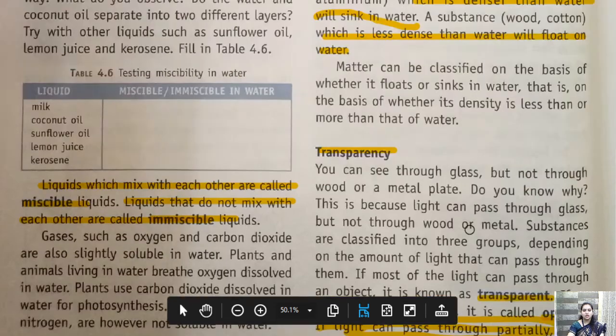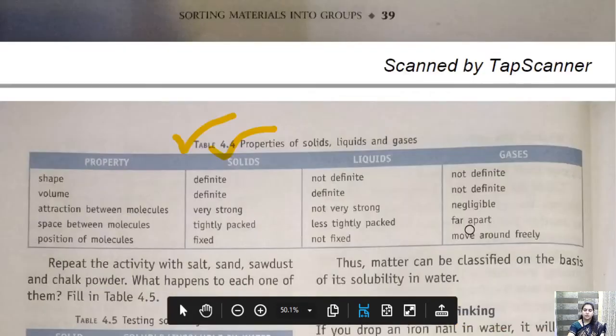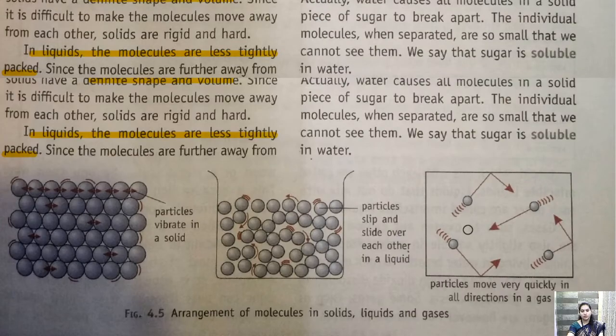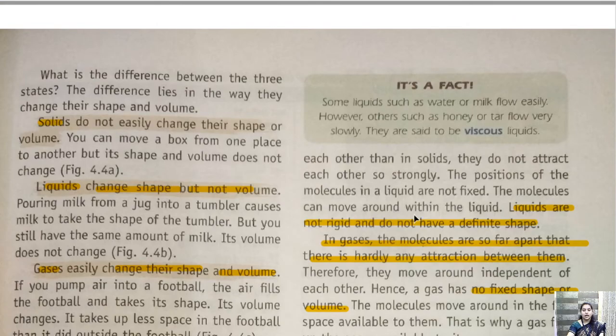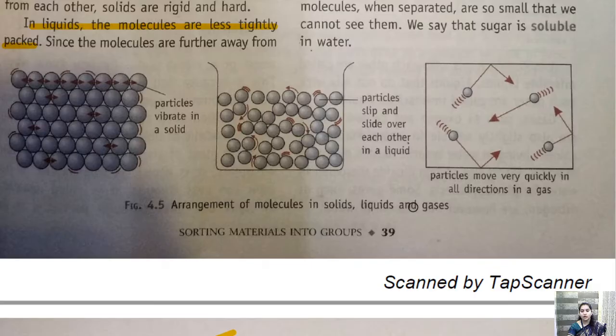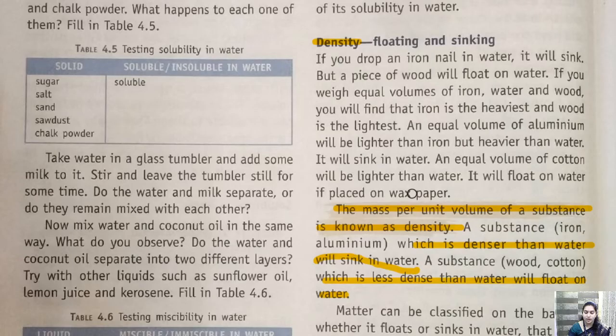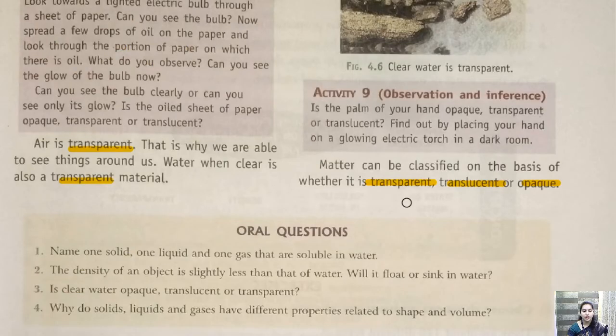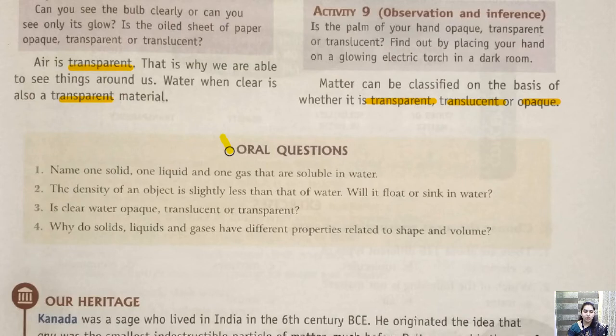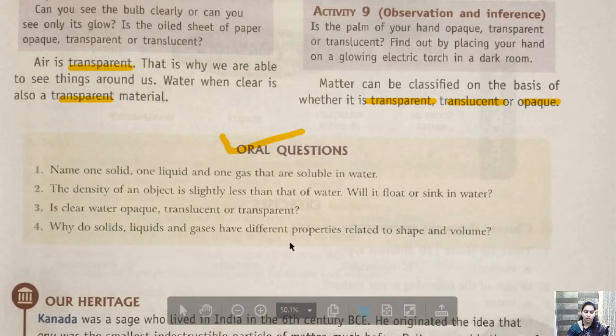So that was about this chapter, children. Please go through this chapter, read this chapter completely, fully, and if you come across any kind of doubt, please do ask in the group, okay? Otherwise you will not get any chance. Now oral questions are very important. Please learn all the oral questions, okay?